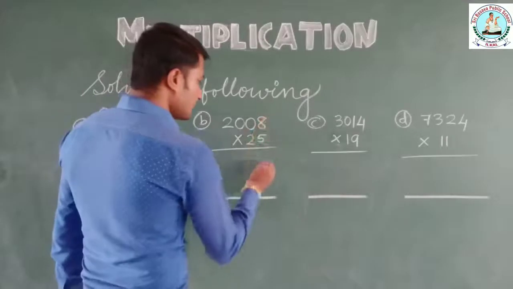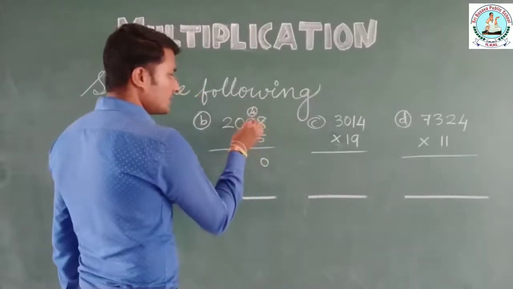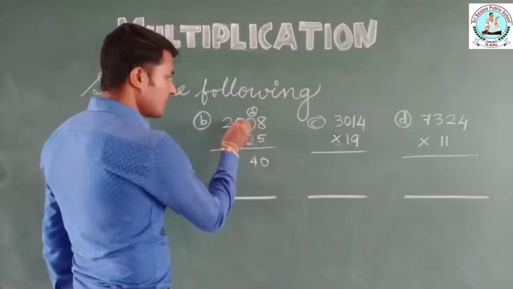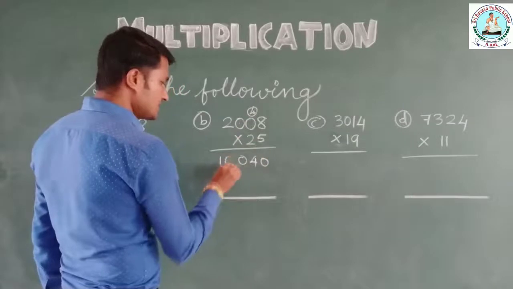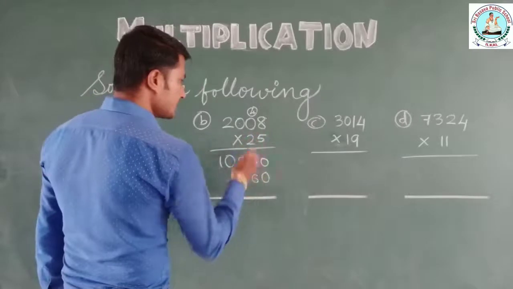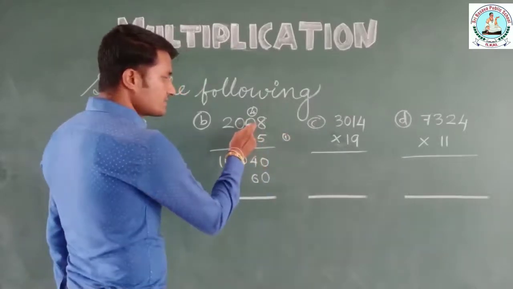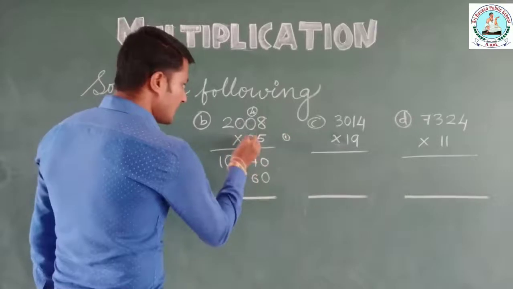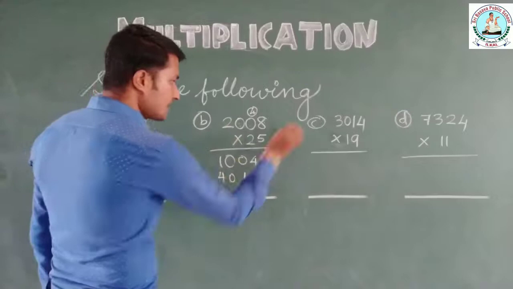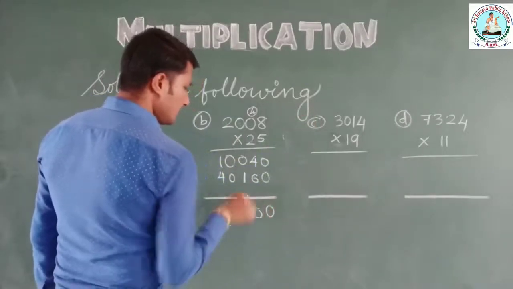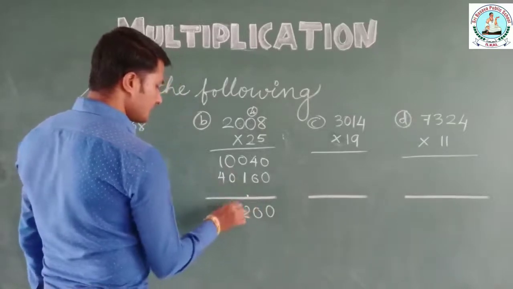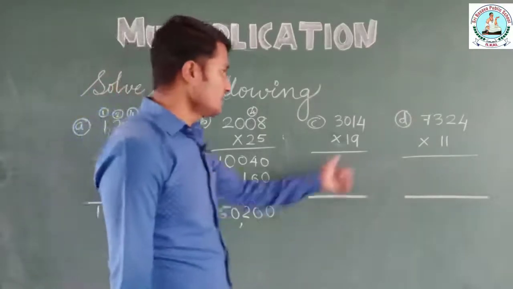Let's solve this. 5 8s are 40, and 4 carry over. Then 5 times 0 will be 0, 0 plus 4 is 4, then 5 times 0 will be 0, then 5 times 2 is 10, and skip the first place before multiplying with another number. So 2 8s are 16, so 1 carry over, then 2 times 0 will be 0, 0 plus 1 is 1, and 2 times 0 will be 0, then 2 times 2 is 4. So just add them. It is 0, 10, then 1 carry over, so it is 2, and 0, and it is 5. So 50,200 is your product. So let's go for this.